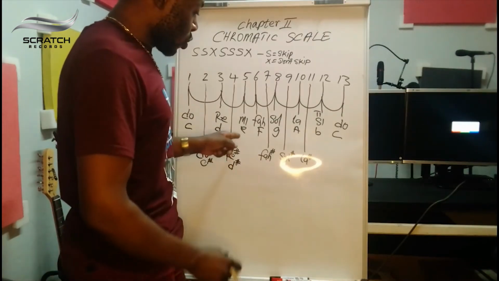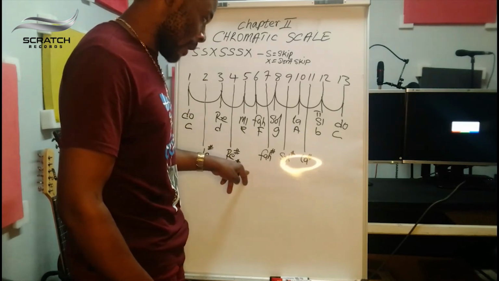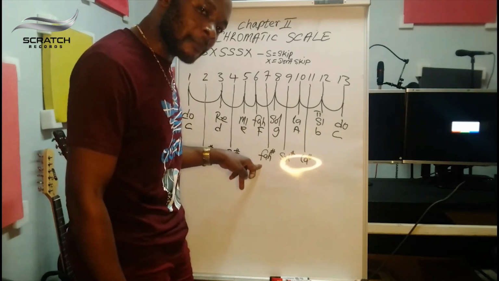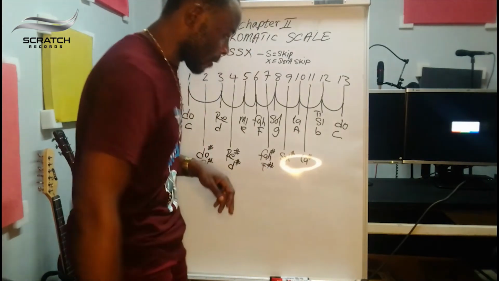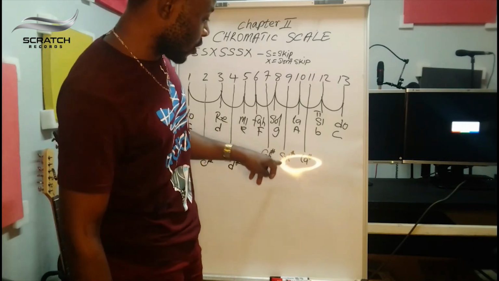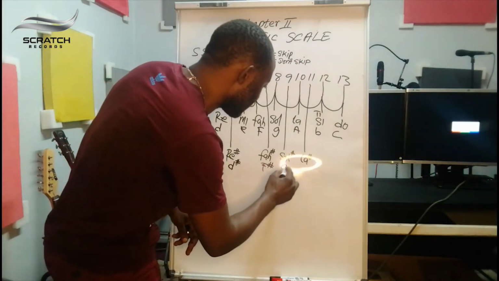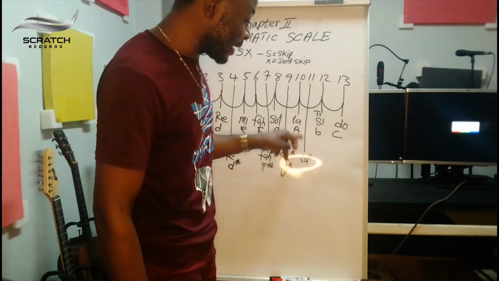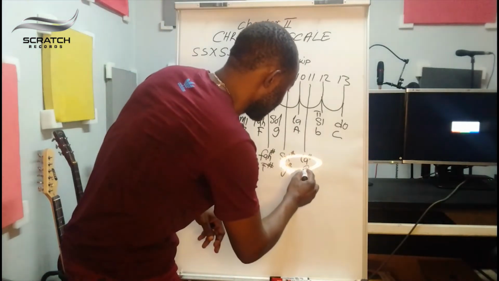All right. So Mi is E, as we already say, and it does not have a sharp. All right. Fa is F, so another name for Fa sharp should be F sharp. Sol is G, so another name for Sol sharp should be G sharp. Then La is A, and another name for La sharp should be A sharp. As simple as that.